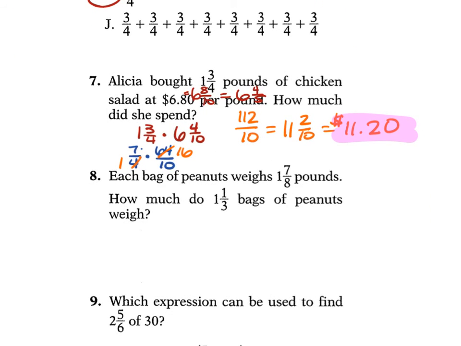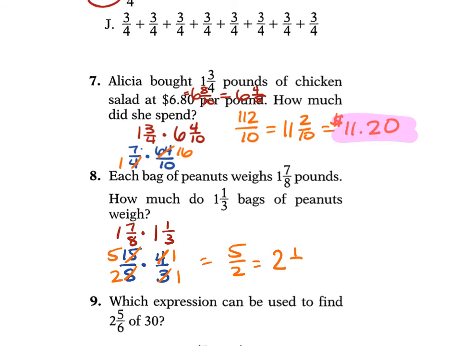For 8, it says a bag of peanuts weighs 1 7/8 pounds. How much do 1 1/3 bags of peanuts weigh? So we're multiplying these. So 1 7/8 times 1 1/3. So we're going to turn them into improper fractions. 1 times 8 plus 7 gives us 15 over 8. And 1 times 3 plus 1 is 4 over 3. The 4 becomes 1, 8 becomes 2, 3 becomes 1, 15 becomes 5. So that's 5 over 2, which is 2 1/2.